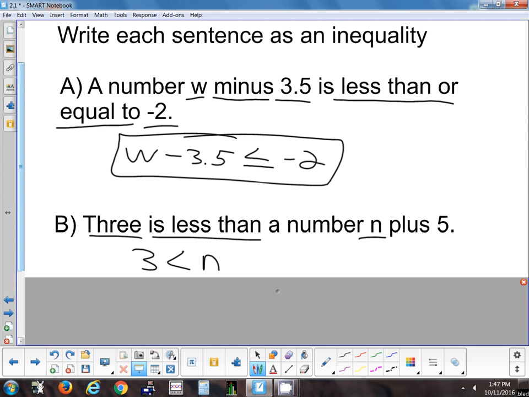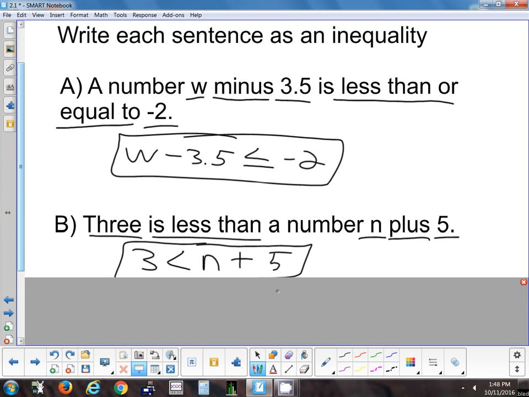Okay, how about Maggie? What operation is plus? Addition. Yeah, it's addition. So we got N plus. And Sabrina, what am I adding to N? 5. That's it. 3 is less than N plus 5. Okay, any questions on that one?